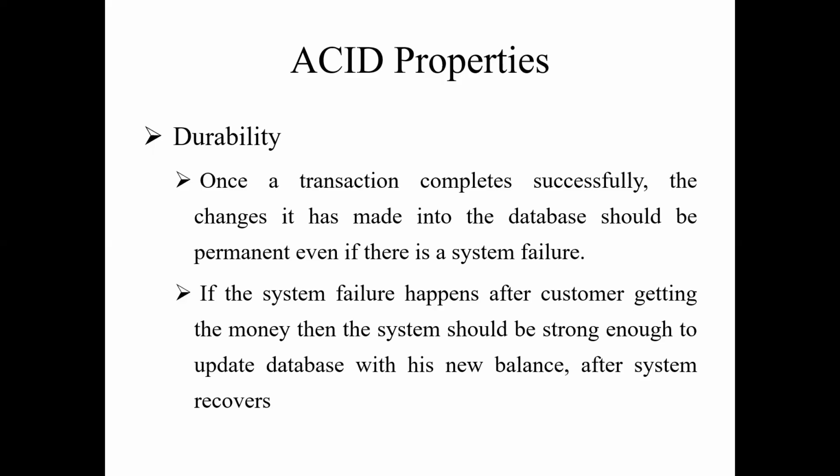These updates now become permanent and are stored in non-volatile memory. Committed data is saved by the system such that even in the event of a failure and system restart, the data is available in a correct state. These are all the four properties in a DBMS: atomicity, consistency, third one is isolation, and then durability.